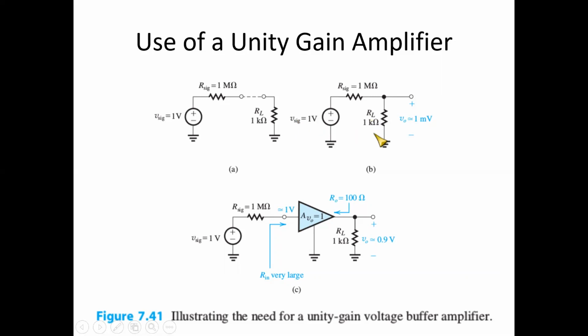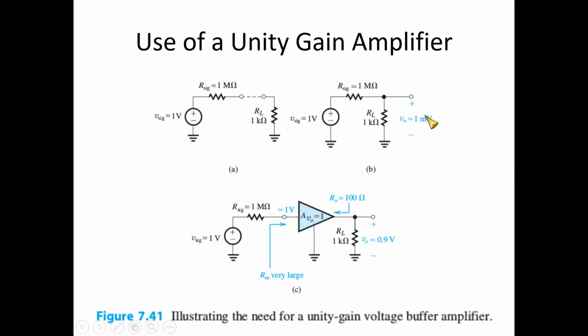So RL will be 1 kilo ohm, and the output will be RL divided by RL plus R sig, which is 1 kilo ohm divided by 1 mega ohm plus 1 kilo ohm, multiplied by 1 volt, which is approximately equal to 1 millivolt. So you can see that directly connecting the load to the source gives us a very large reduction in the output compared to the input. The input is 1 volt, the output is 1 millivolt. So this is the loading effect.